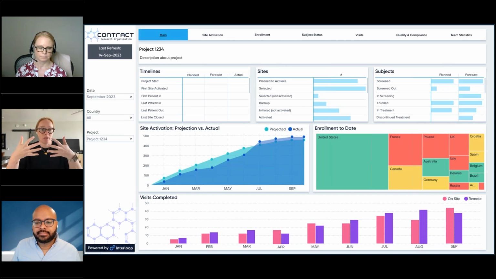So we designed this dashboard to combine data from multiple systems. The site and subject data that the client used was stored in a clinical trial management system, or CTMS.